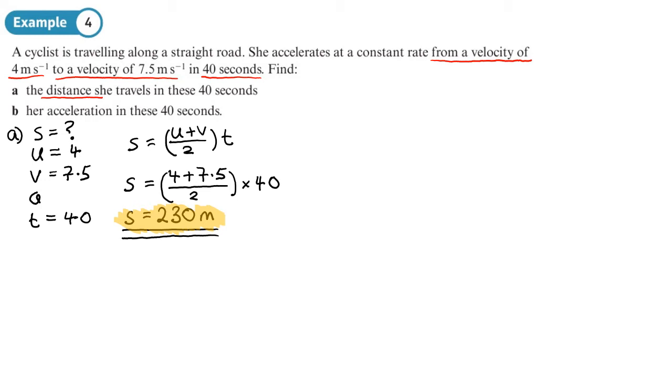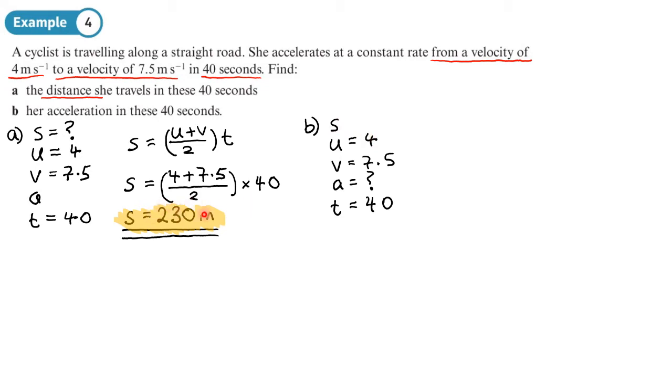Okay, part B, acceleration in these 40 seconds. So I'll write SUVAT out again. So U stays the same, V stays the same, T stays the same, but this time I'm trying to find A. Now notice in the first one A was left blank because I didn't need to find it, and this one S is left blank.